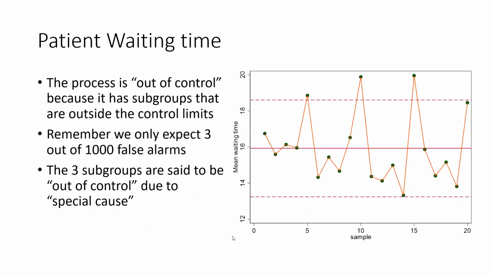Okay, so we do that in this case. We compute the control limits, we plot them, and we see 3 points out of control.